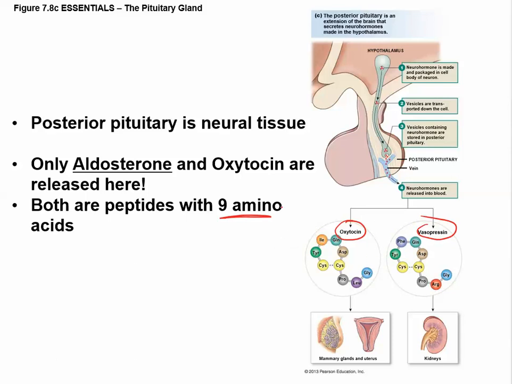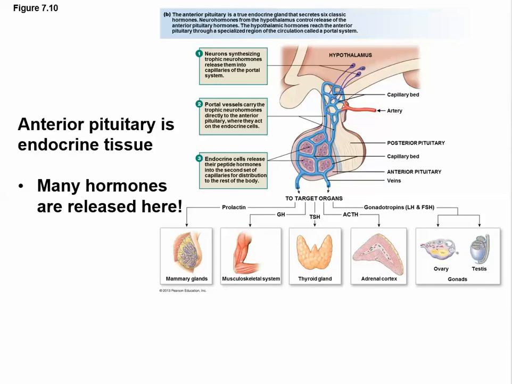Okay, but those are the only ones: vasopressin and oxytocin, posterior pituitary, and they're neurohormones because this is nervous tissue. So hopefully you can keep that straight. We're not going to talk too much about the effects of those right now. We'll definitely talk about it when we cover those systems, though.